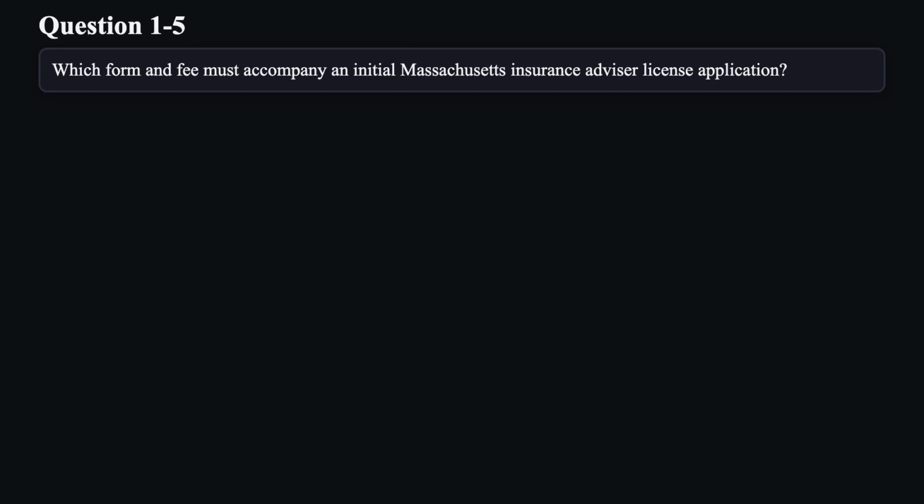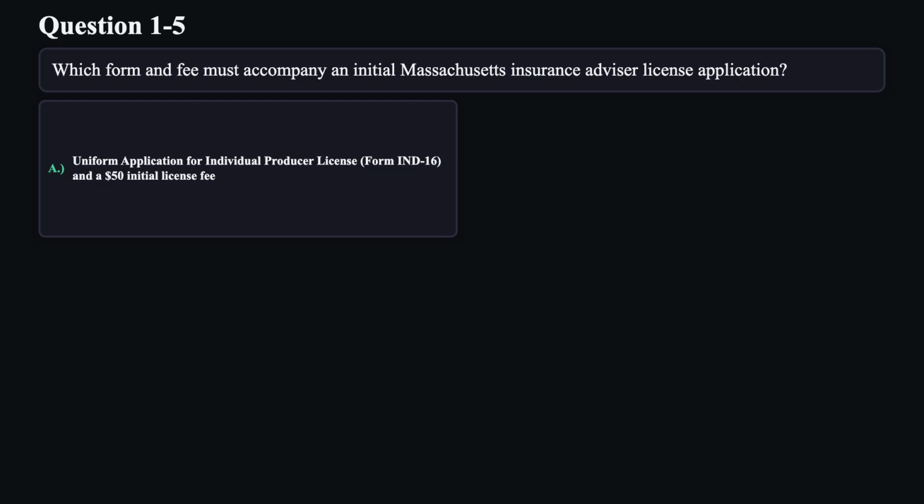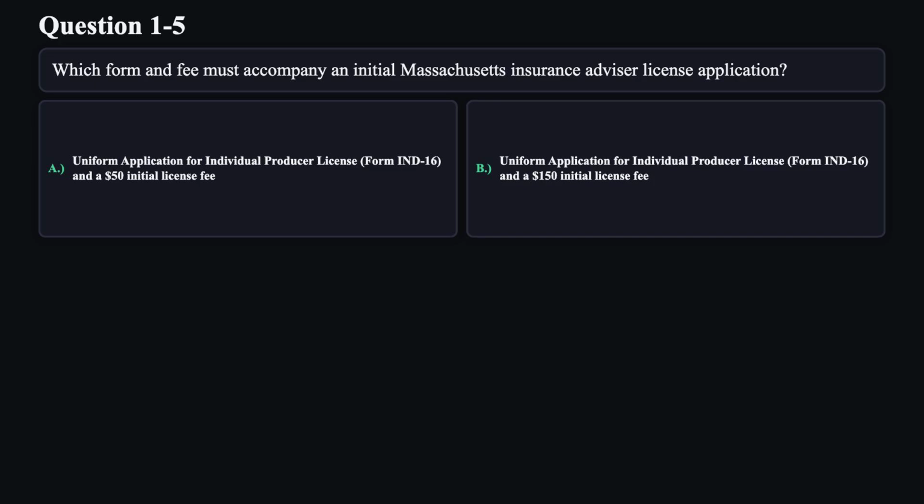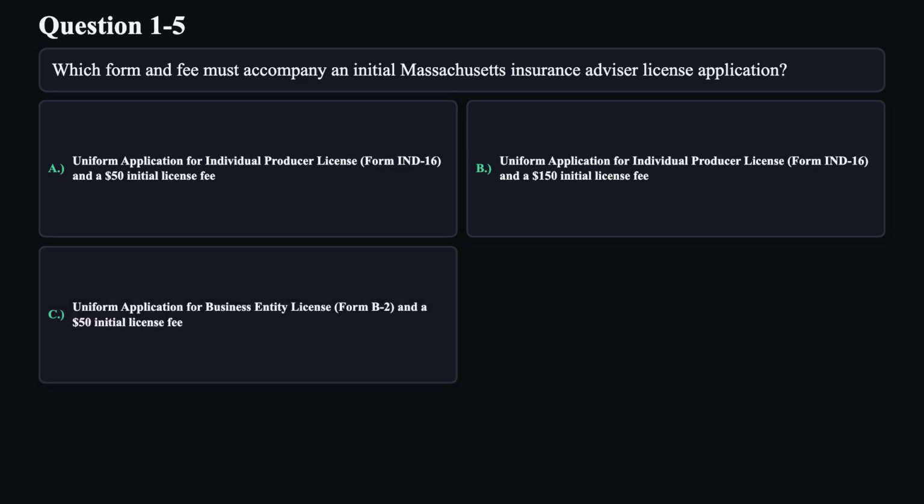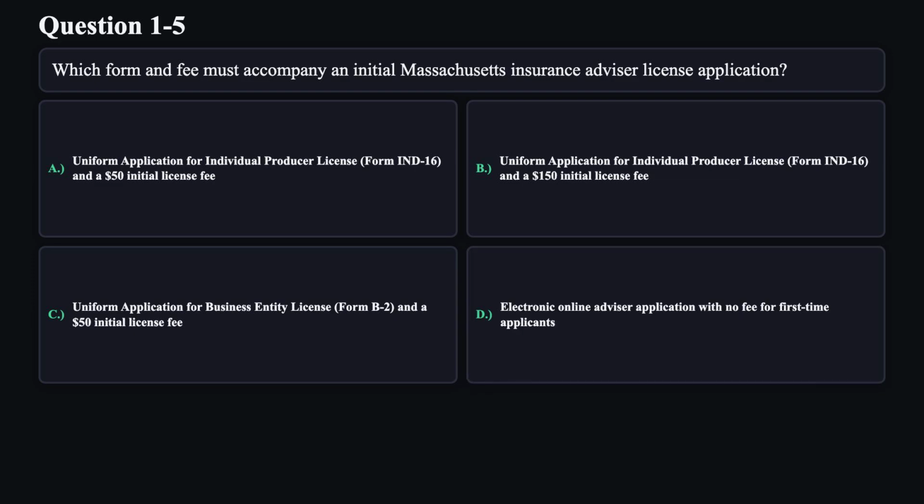Question 5. Which form and fee must accompany an initial Massachusetts Insurance Advisor license application? A. Uniform application for individual producer license, Form IND16, and a $50 initial license fee. B. Uniform application for individual producer license, Form IND16, and $150 initial license fee. C. Uniform application for business entity license, Form B2, and a $50 initial license fee. D. Electronic online advisor application with no fee for first-time applicants.